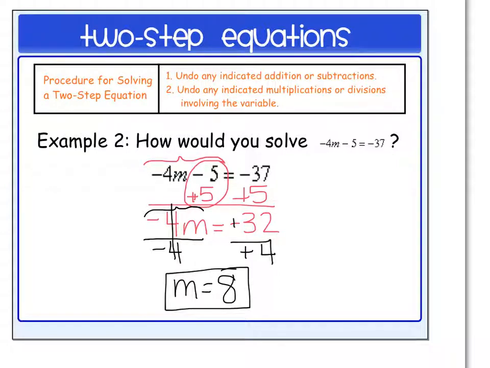If I wanted to check over my work, I could come up here and plug 8 in. This gives me negative 4 times 8, which is negative 32. Bring over the rest, minus 5, and we're checking to see if that equals negative 37. So if I keep it, change it, flip it, I have negative 32 plus negative 5, which gives me negative 37. And it works out.